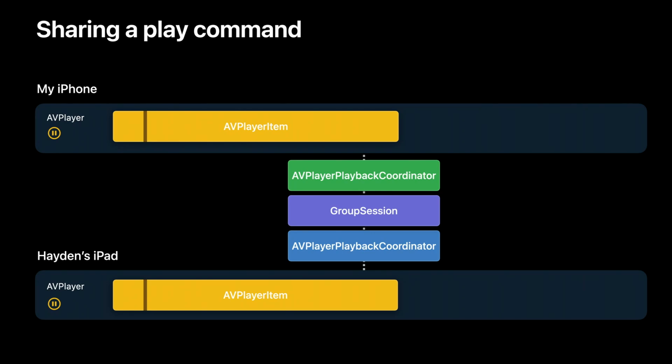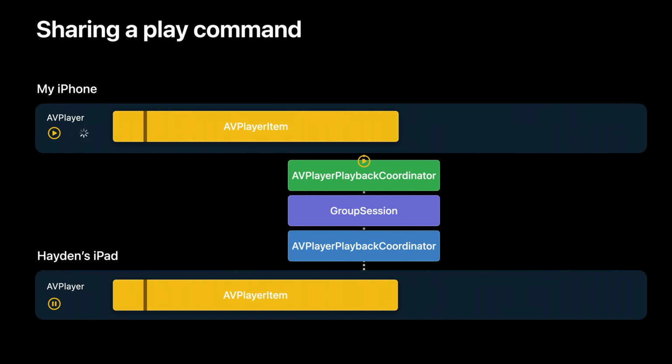Here, Hayden and I are in a group session together. And because the group activity told us which URL to load, we have enqueued the same AV Player item. Now, if my device changes the AV Player's rate property, the playback coordinator will intercept that command and not immediately allow the player to start playback. Instead, it will ask the player to enter a time-controlled status of waiting to play at specified rate. UIs will typically represent this time-controlled status with a waiting spinner.